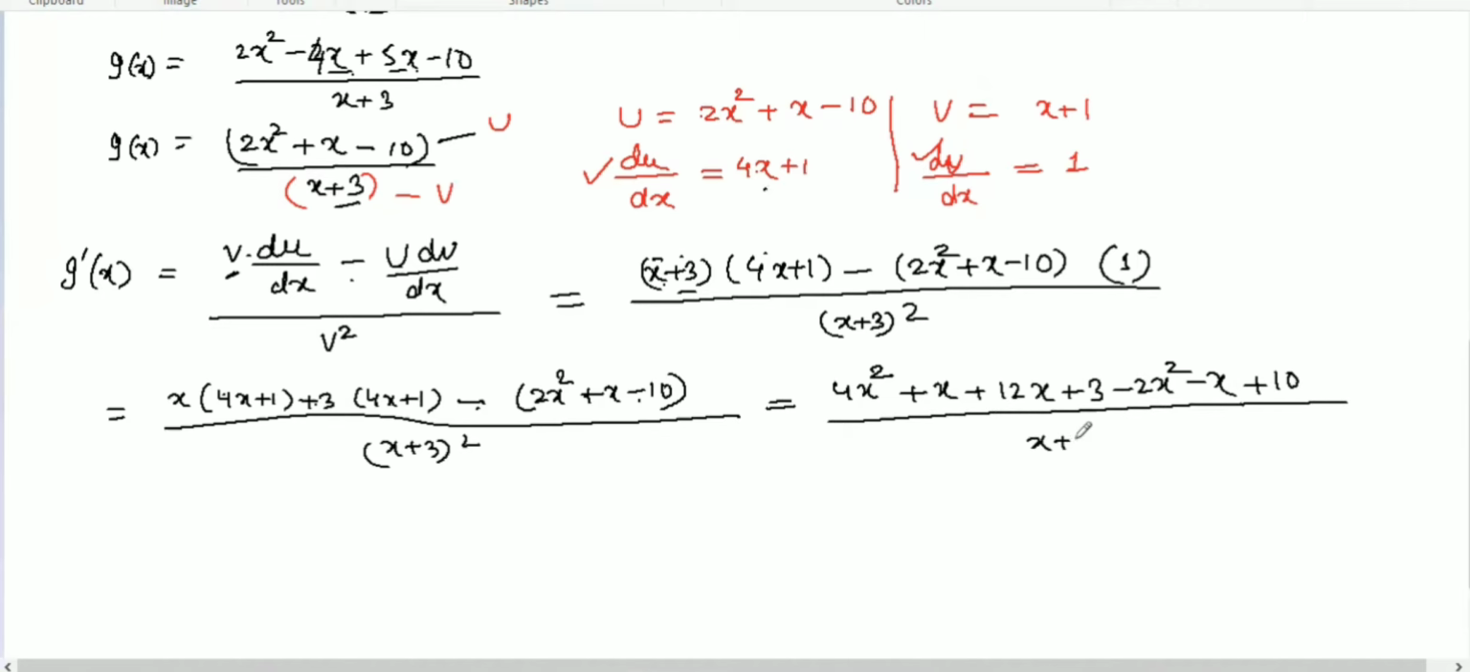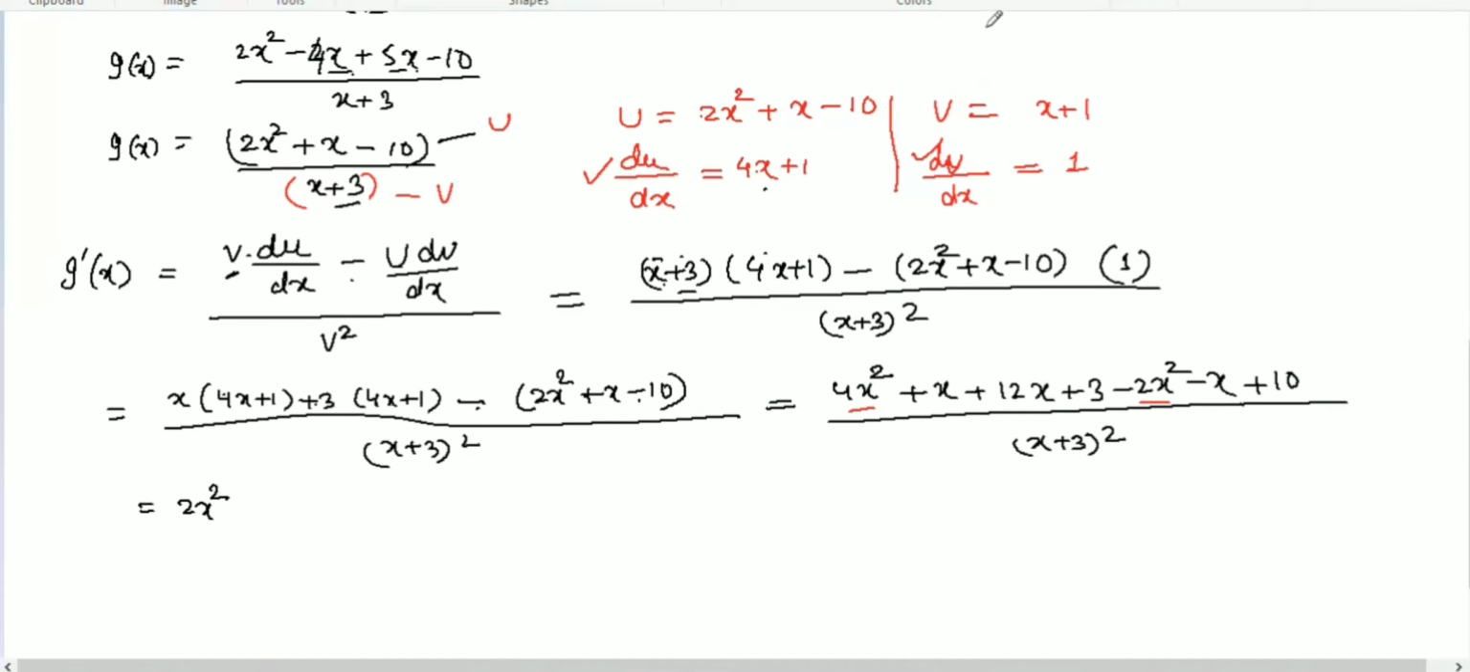And all over (x plus 3) whole square. Now see the like terms and add and subtract. So we can see 4x square minus 2x square. So 4x square minus 2x square will be 2x square.